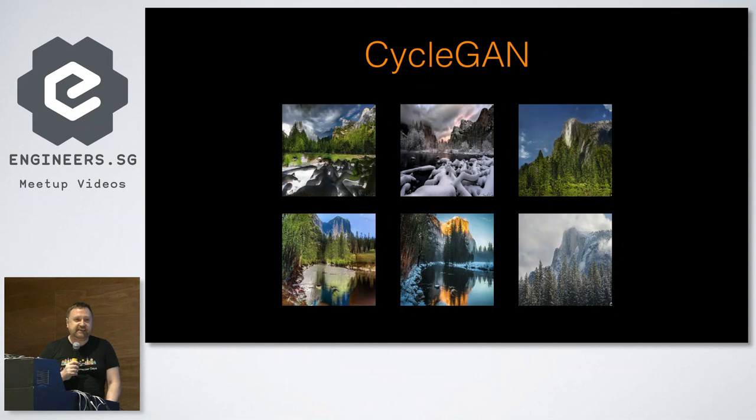Now, here's the thing: we haven't told this model what snow is. It's basically just learned, through looking at a lot of pictures of spring and a lot of pictures of winter, that there are things in common in these pictures, and how you could change from one to the other. A very simple description of how CycleGAN works is that it says, this is a picture of spring, let me make a picture of a winter, and then let me convert it back from winter to spring and compare it against my original picture.